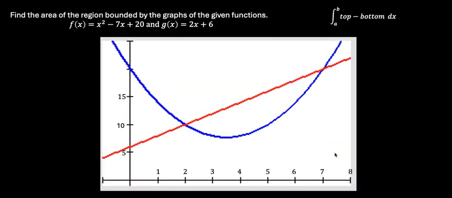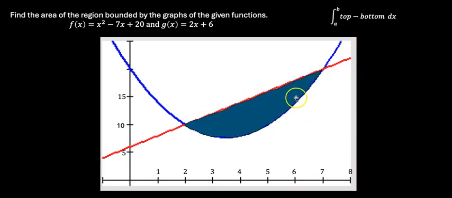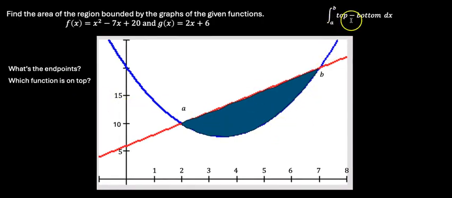Now be aware of what your scale is for the y-axis and the x-axis. My scale was 1 for the x-axis and 5 for the y-axis. This is the area we're trying to find because this is the region bounded by the two graphs. To find that area, we use this formula. But there's two questions we need to answer in order to use that formula. We need to know what the endpoints are, that's the a and the b value, and we need to know which function's on top. Since the order matters here, it's the top function minus the bottom. You can't do it the other way around.